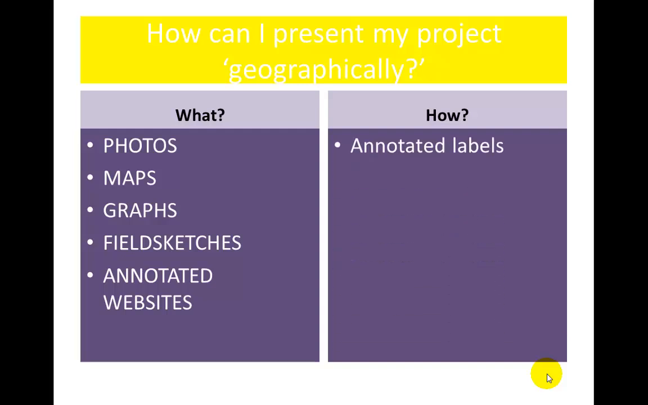The most important thing about presenting data geographically is that you must comment on it. You can do this very simply using annotated labels. In your annotated labels you should describe your data, you should explain your data, and you should conclude what your data shows. You can do all of these 3 things by looking for patterns within your data.